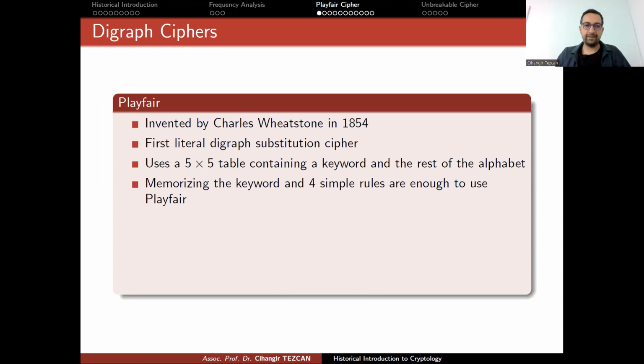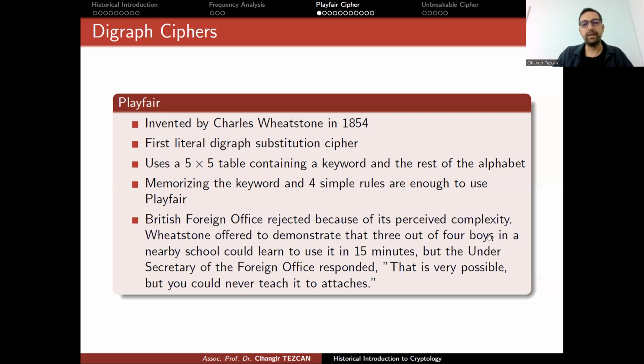In history, this cipher was used a lot, called the Playfair Cipher, invented by Charles Wheatstone in 1854, a very old cipher. This is the first literal digraph substitution cipher. It uses a 5x5 table containing a keyword and the rest of the alphabet. Memorizing the keyword and the 4 simple rules is enough to use Playfair. So this is the whole idea.